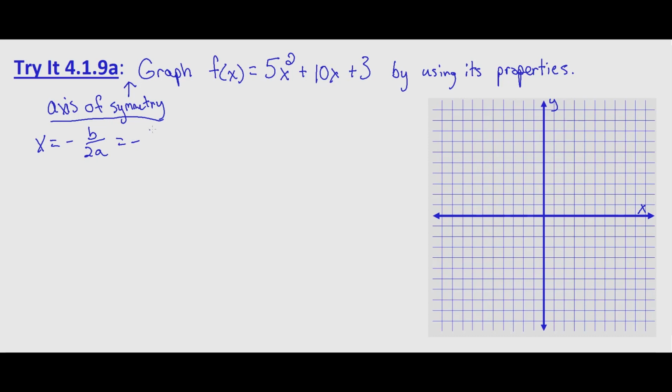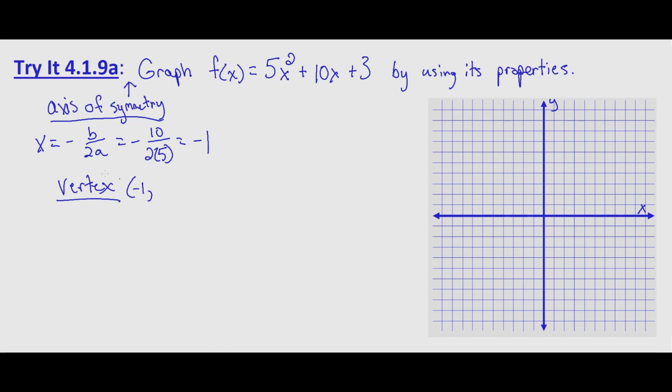Then equals negative 10 over 2 times 5. A is 5, b is 10 in our given equation. So that's 10 over 10, so negative 1. So our axis of symmetry is negative 1. Our vertex is at that x value.